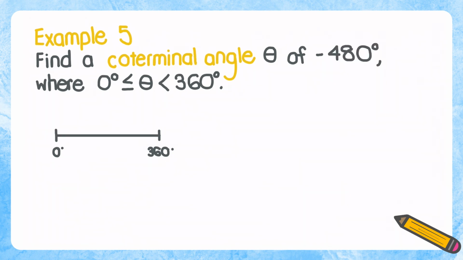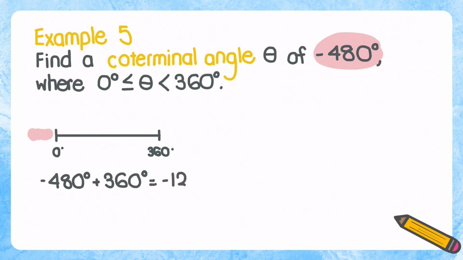And then let's look at one more example for today. So we're going to find a coterminal angle theta of negative 480 degrees. So we know that this is a lot smaller than 0 degrees. So what we're going to do is add a full circle. So we start off with negative 480 degrees and add 360 degrees. We end up with negative 120 degrees, which is still smaller than 0.